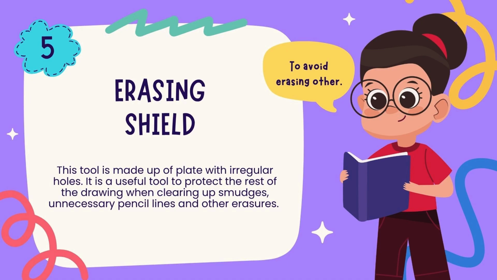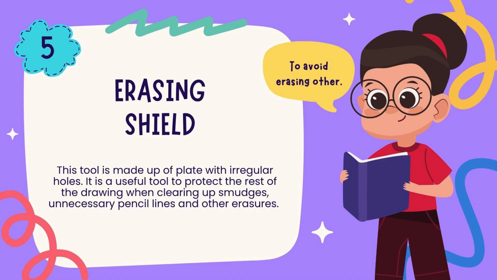Erasing shield. This tool is made up of a plate with irregular holes. It is a useful tool to protect the rest of the drawing when clearing up smudges, unnecessary pencil lines and other erasures. It is important to use an erasing shield because it helps you erase specific parts of a drawing without accidentally removing or smudging nearby lines.